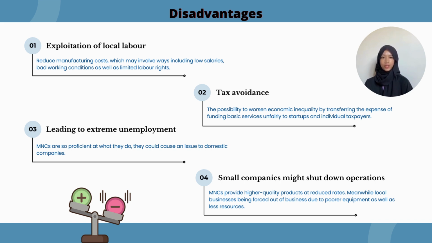When multinational corporations use complicated tax avoidance methods in the host country, government services, infrastructure, and welfare services will suffer. The decline in tax income has the possibility to worsen economic inequality by transferring the expense of funding basic services unfairly to startups and individual taxpayers. The loss of a country's tax revenue not just limits its economic growth but also affects people's trust in both companies and governments. The third one is leading to extreme unemployment.